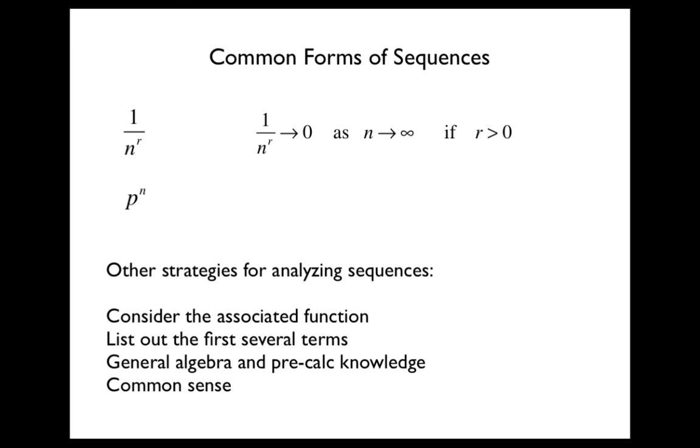So we say that 1 over n to the r approaches 0 as n gets really large if r is greater than 0. That's all we need.